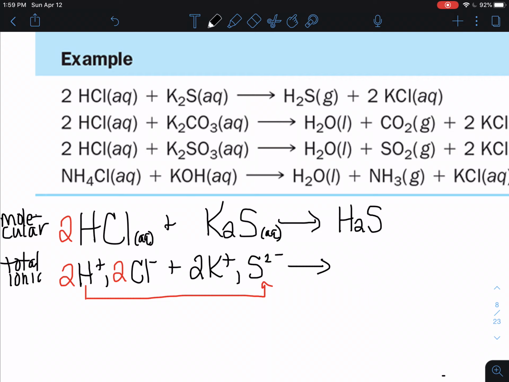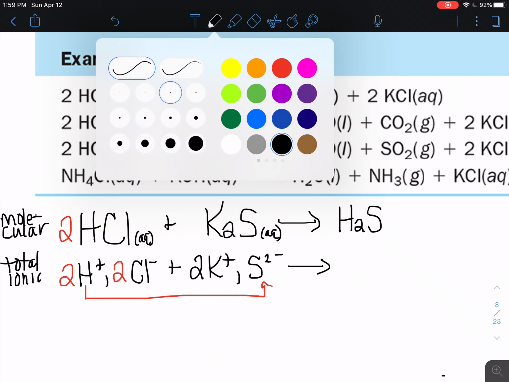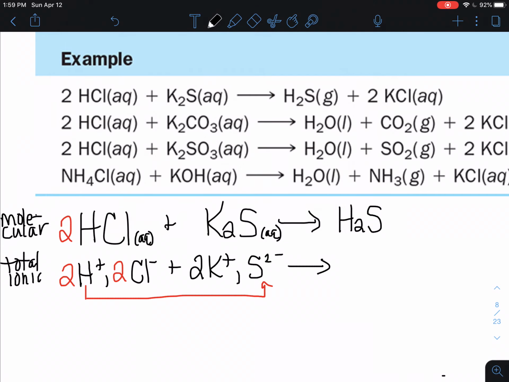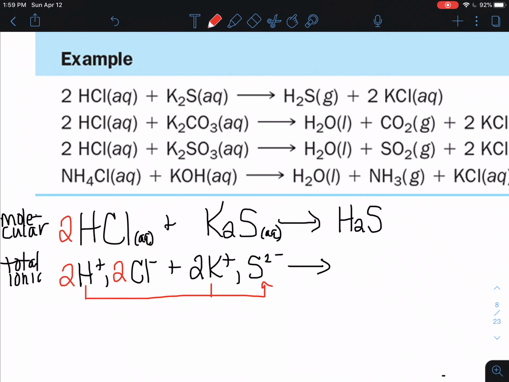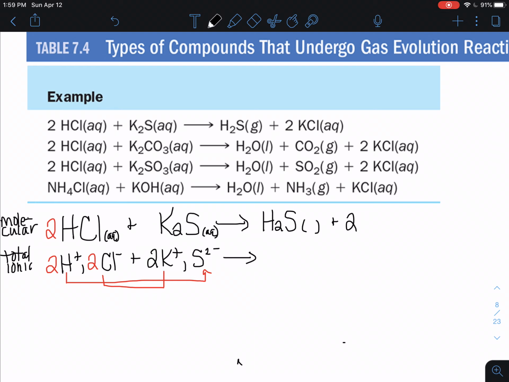H2S. And then our cation from our second reactant is going to pair up with the anion from the first, and that's going to form, it's a 1-to-1. So that's going to form, I don't know what this is, plus 2KCl. KCl is soluble, so I'm going to put an AQ here.